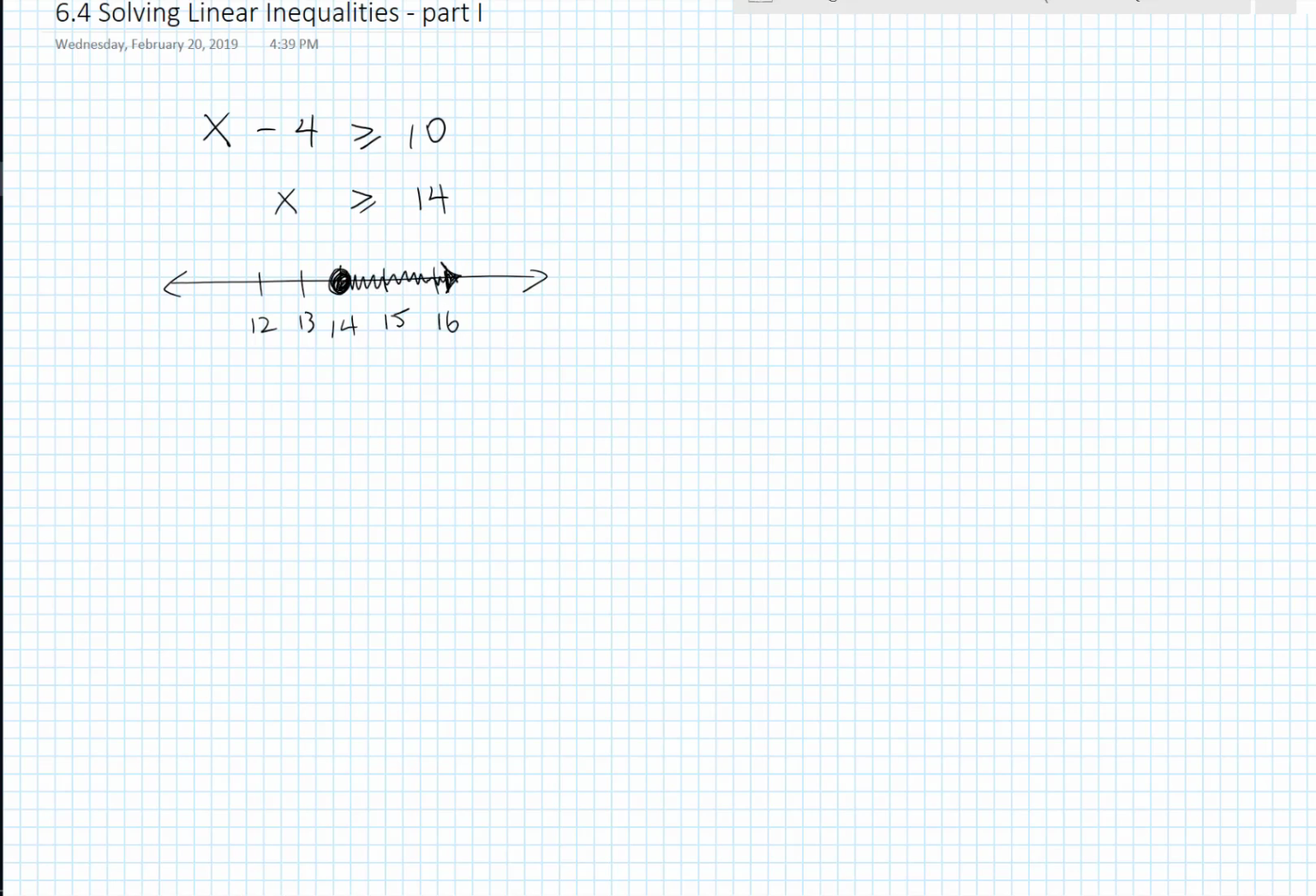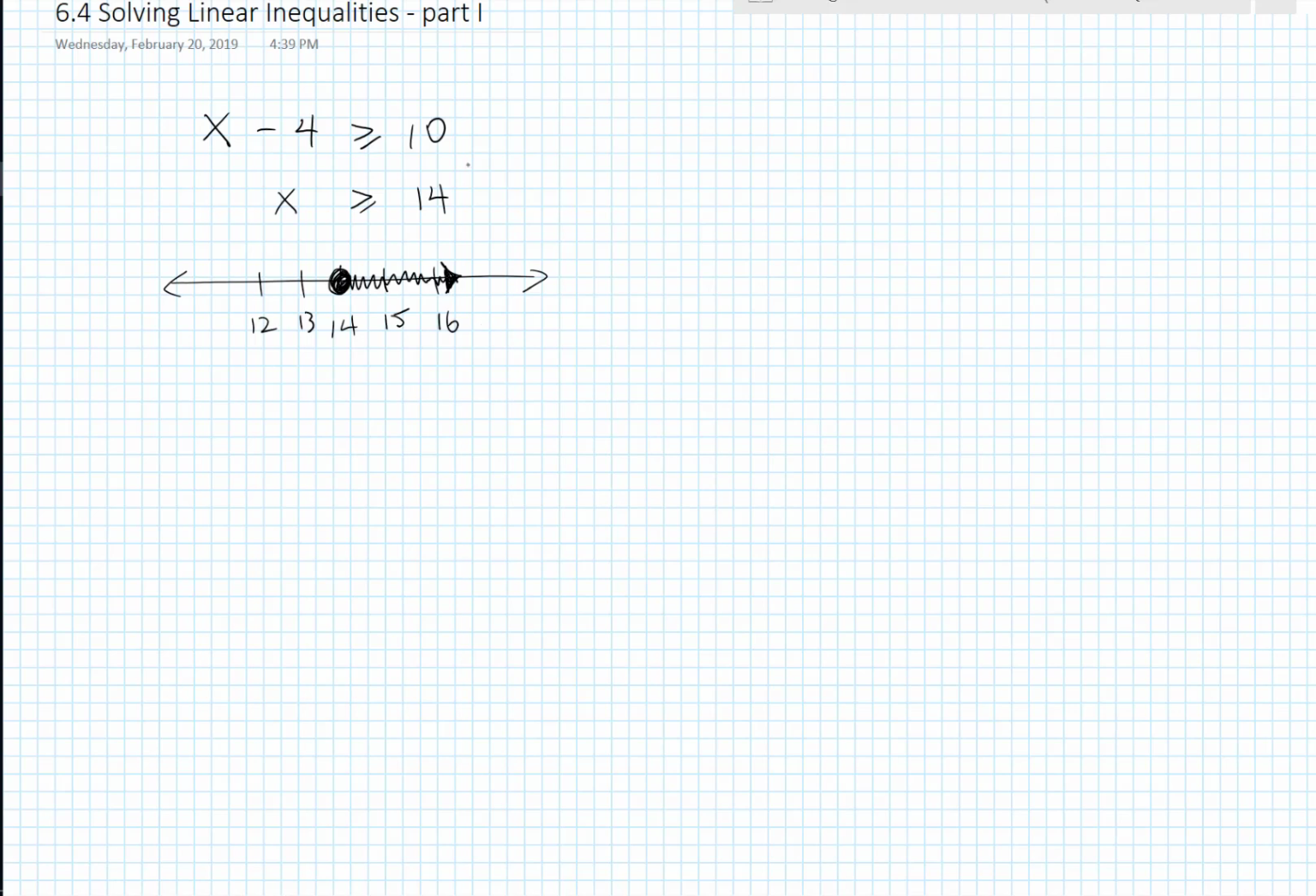Now, to check, and this is the big thing that you want to make sure you get right with inequalities, you want to make sure you get the graph pointing in the right direction. You need to check a couple of values, and I would suggest checking both one value that should make it a true statement and one value that should make it a false statement. So, for instance, if I check 15, that is indicated on my graph as being part of the solution, so it should yield a true statement.